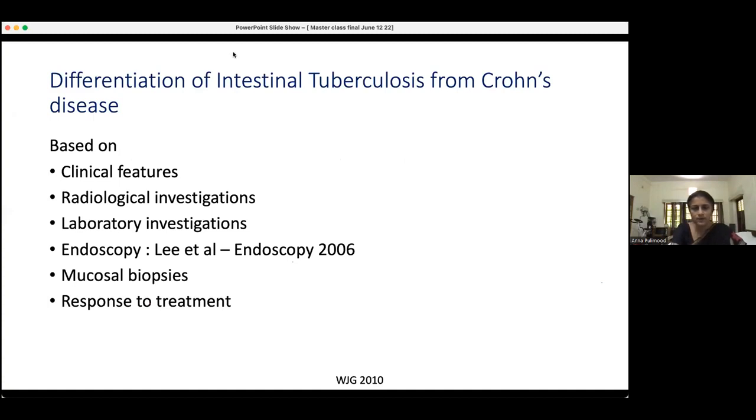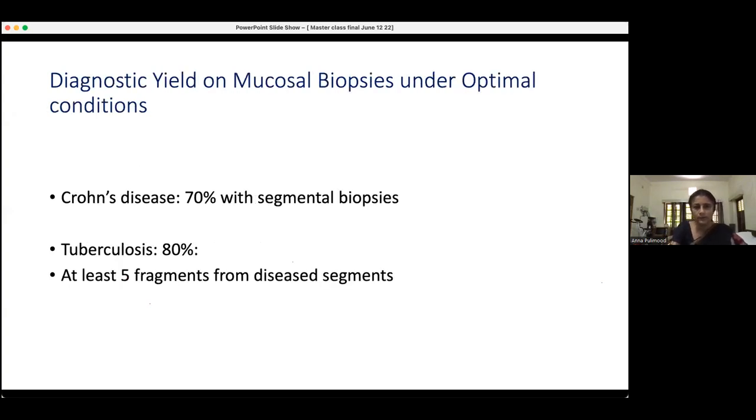Okay, so the differentiation of TB from Crohn's disease is based on a combination of clinical features, radiology, lab, endoscopy, mucosal biopsies, and response to treatment. So you cannot depend only on mucosal biopsies to get a diagnosis. This is because the diagnostic yield on mucosal biopsies, even under optimal conditions, will be at most 70% for Crohn's disease and 80% for tuberculosis. And this is if you have taken at least 5 fragments from the diseased segments.